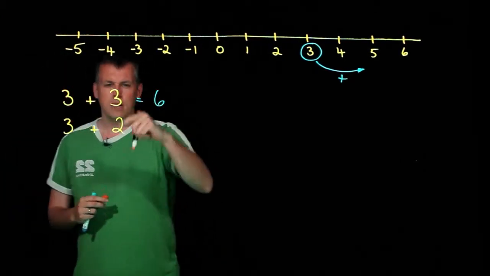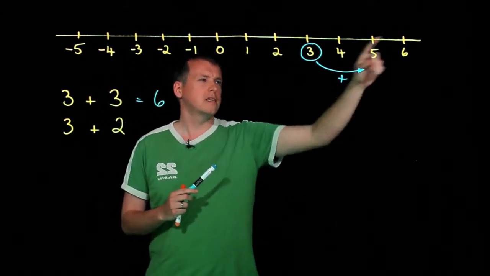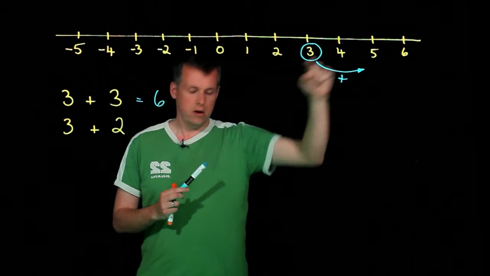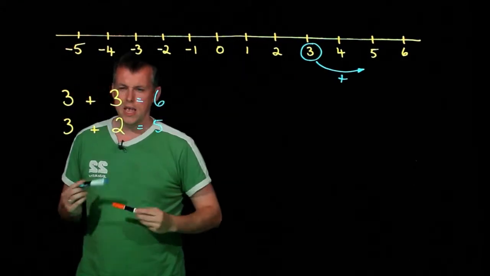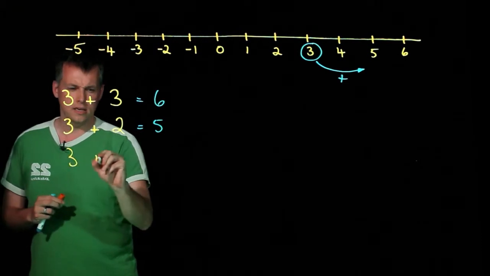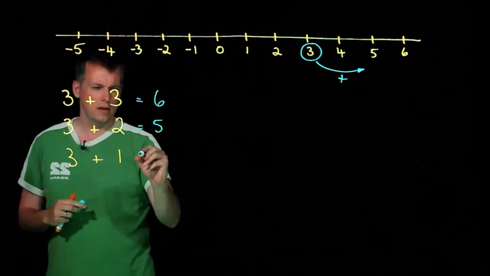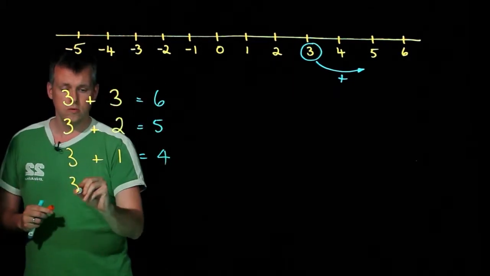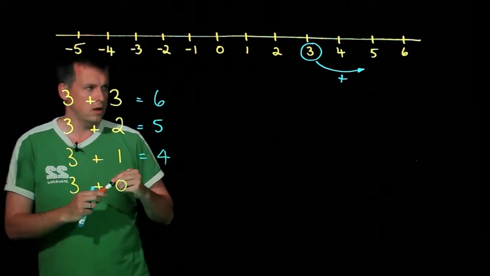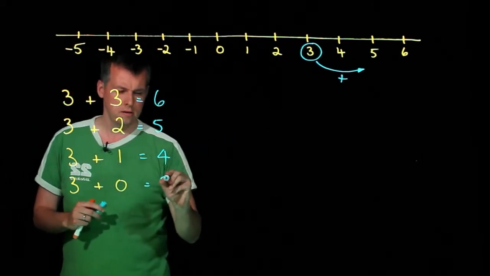an ever decreasing amount, so if I'm only adding on 2 from 3, I'm going less up my number line, I'm going only up to 5. And if I keep adding on less each time, actually if I'm adding on 1 there, it's going to be 4. If I'm not adding on anything at all, okay, I'm starting at 3 and I'm not moving anywhere, so I'm staying at 3.